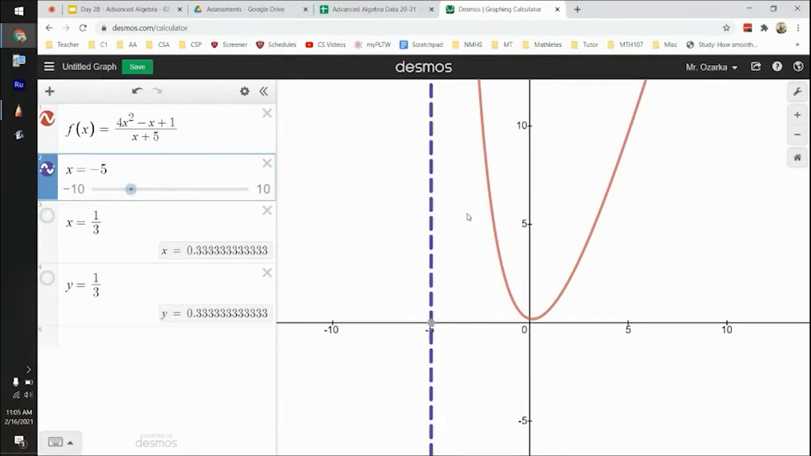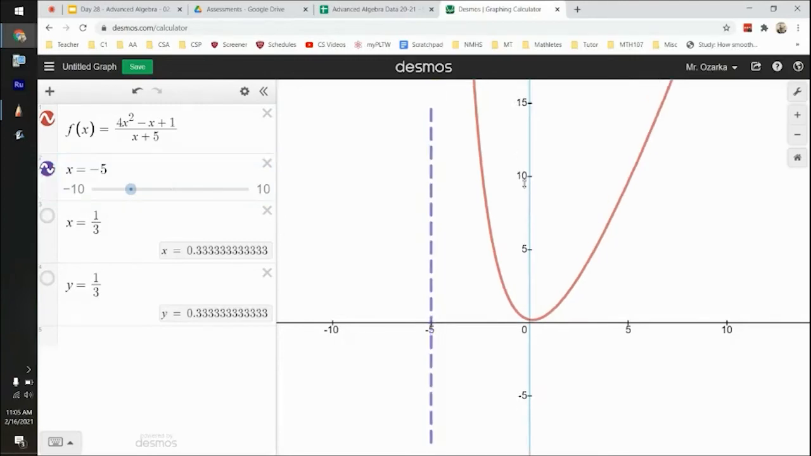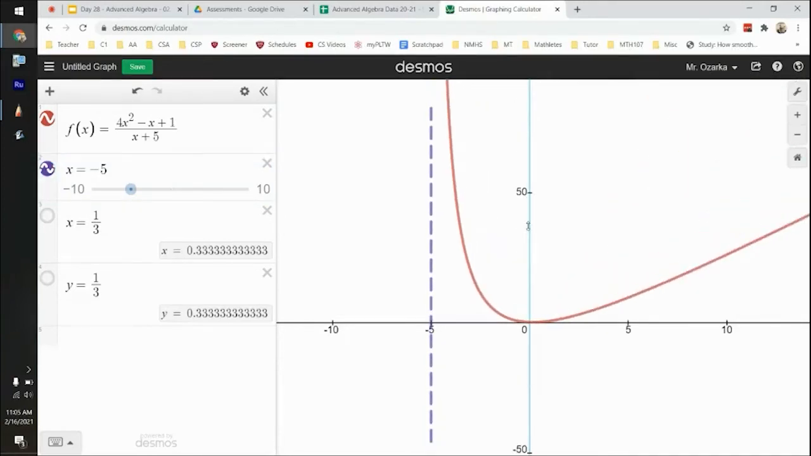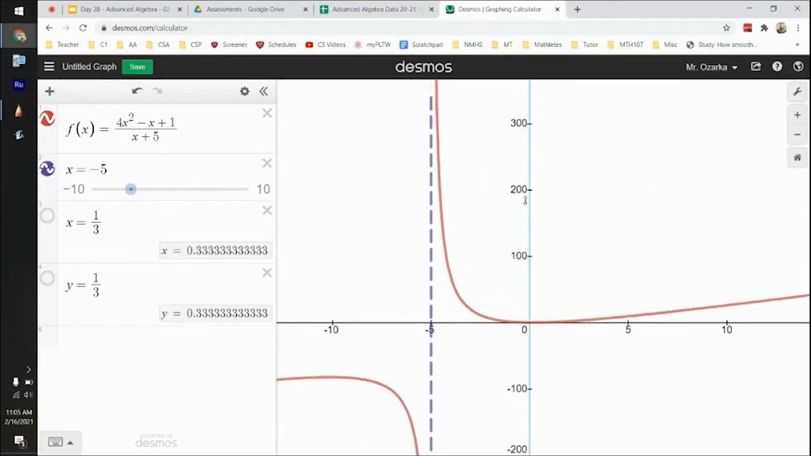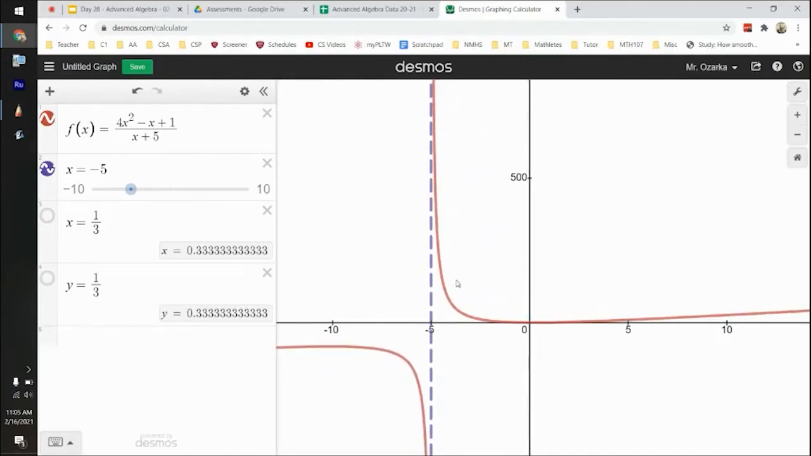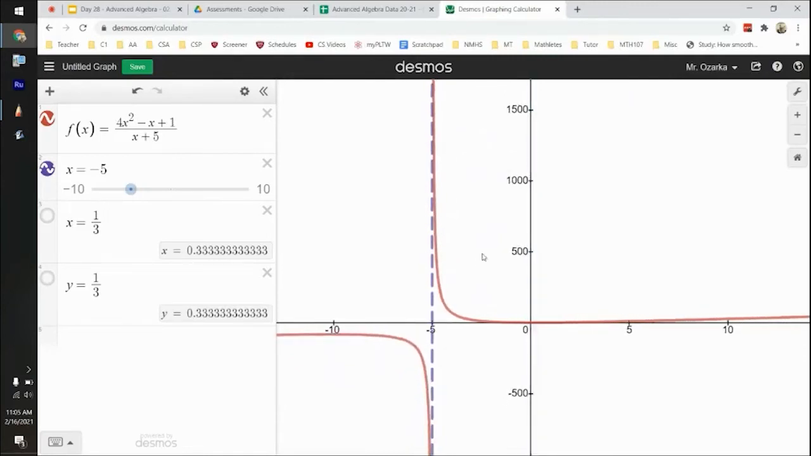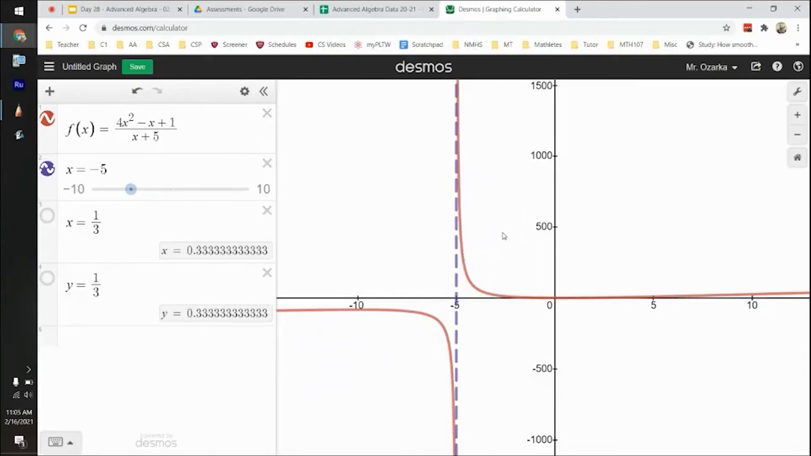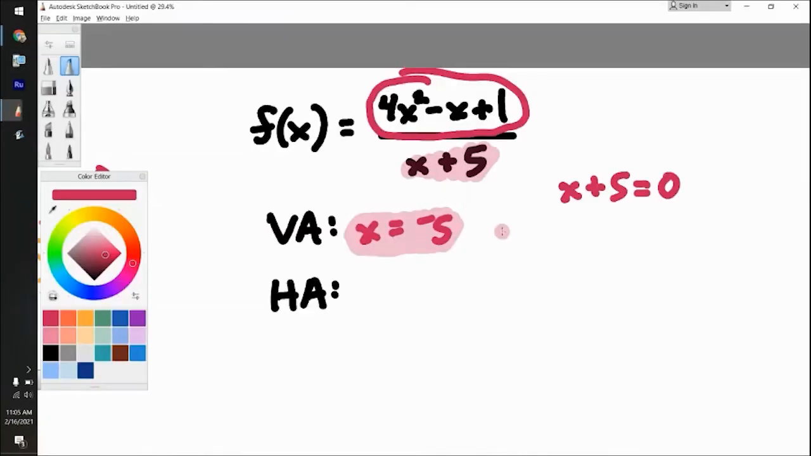It's hard to see because it's technically going to infinity and it just climbs so fast. But if we do this, you could see the rest of the graph, and you can see that -5 is the vertical asymptote for it. And it works out perfectly. Now we need to do the horizontal asymptote.